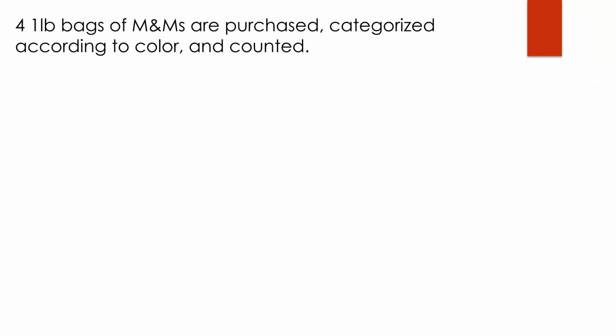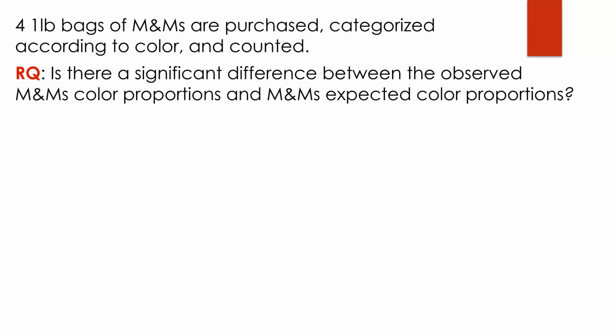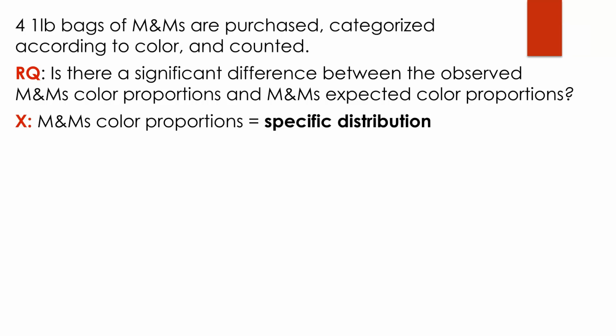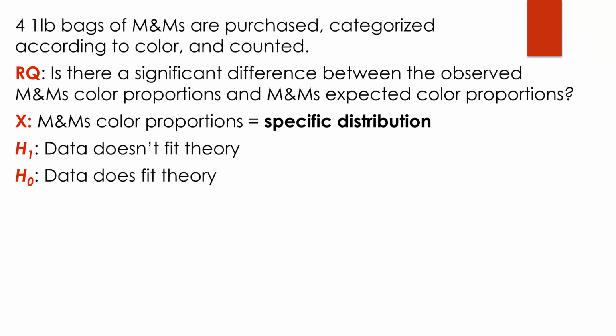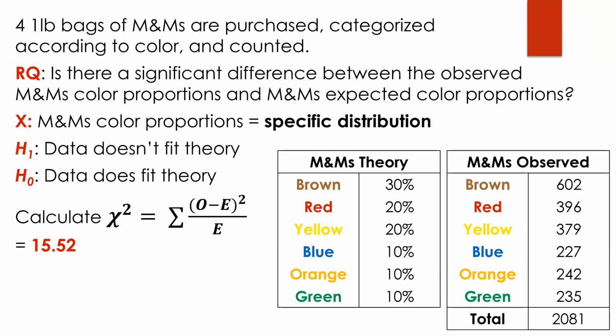So let's start to put this together. We've got our scenario, 4 1-pound bags that you counted up on that one riveting Friday night. You have your research question. You have your variable and your assumption. You have your hypotheses. Of course, I shortened it here for the sake of space, but you have to write out the full hypotheses just like I showed you before. And then our third step was calculate our chi-square score, which we already did. So we got a chi-square of 15.52.